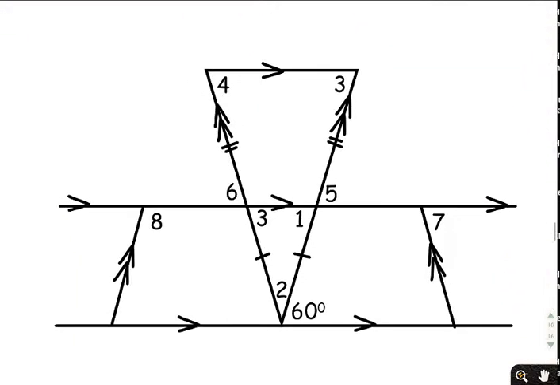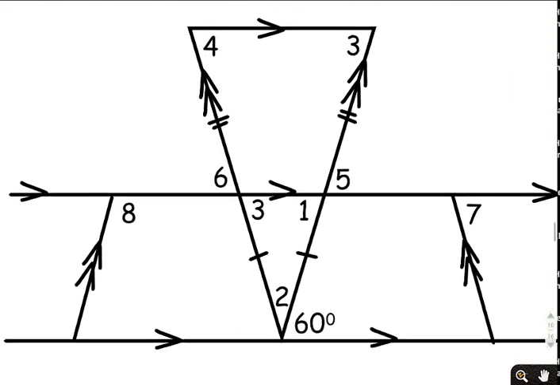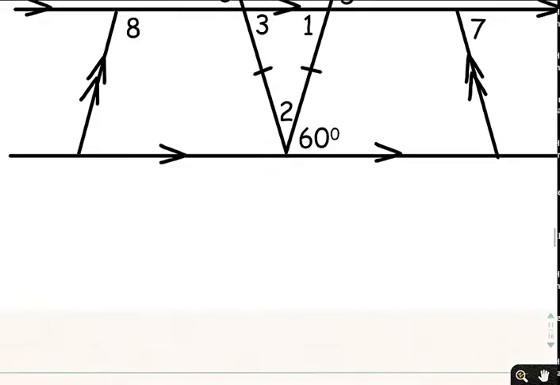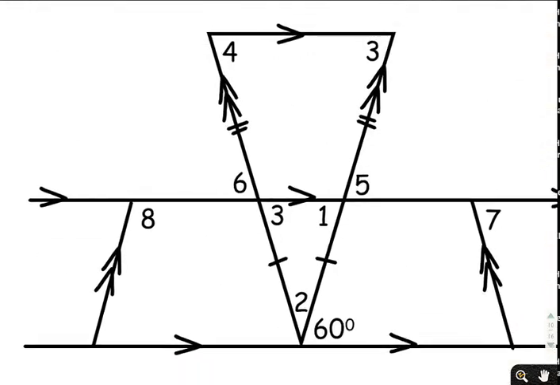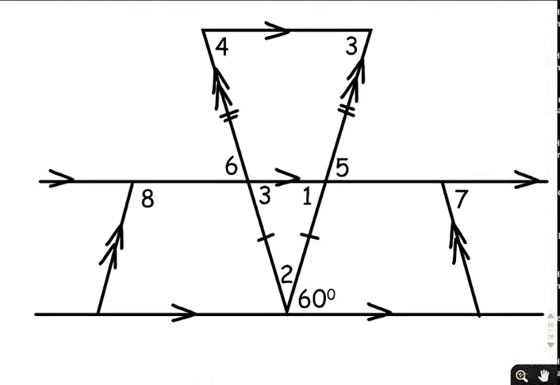Oh, look, another example. How about that? So again, we have all these parallel lines. We have some starting points. So let's take some time to actually map this out. So I have 60 degrees here, and it seems like that should be enough to get me started.